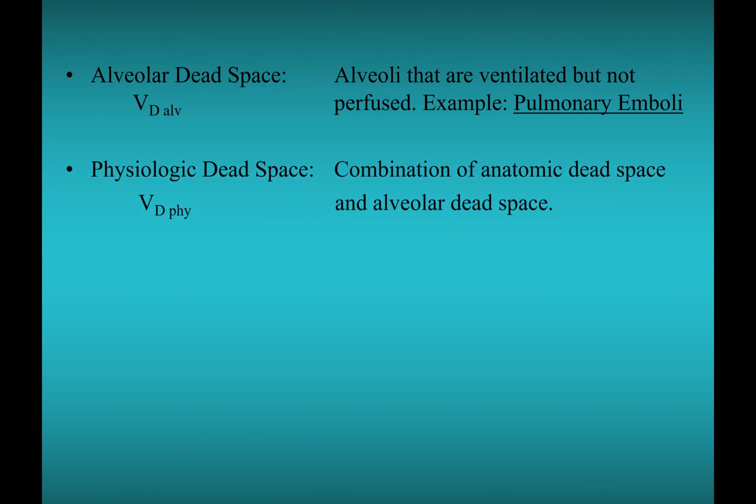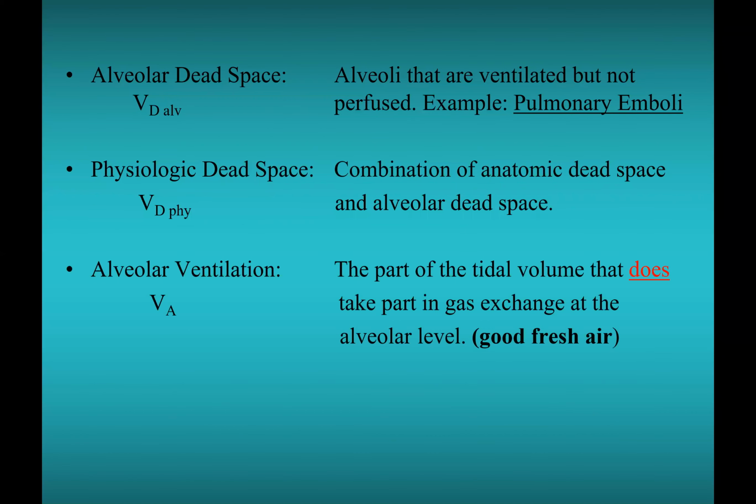Physiologic dead space is a combination of anatomic dead space and alveolar dead space. When we're thinking of that, I showed you that picture. And the alveolar ventilation, abbreviated VA, is the part of the tidal volume that takes place in gas exchange at the alveolar level, the good fresh air. It doesn't happen down at that area. A lot of that can have to do with how fast the patient's breathing, and whether they're breathing slow enough that gas exchange can take place.